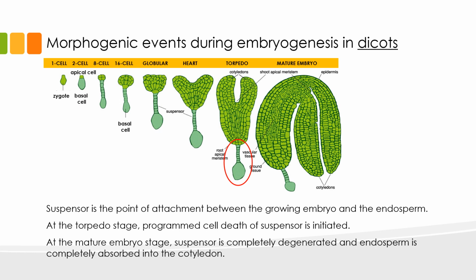Based on previous lessons, the degeneration of the suspensor during the torpedo stage occurs because at this point, the cotyledons have taken up most of the nutrition from the endosperm. Then at the mature embryo stage, the suspensor completely degenerates as the endosperm is completely absorbed into the cotyledon.